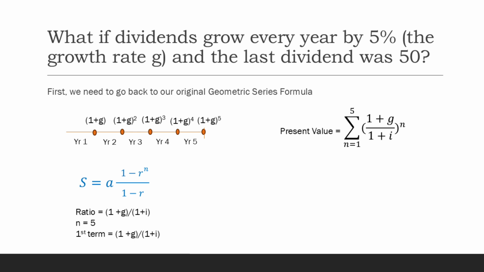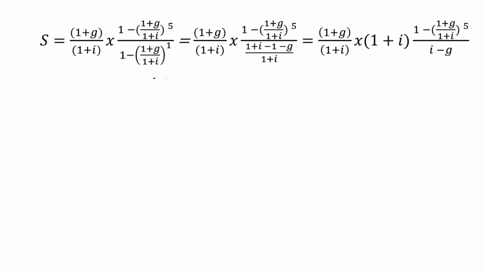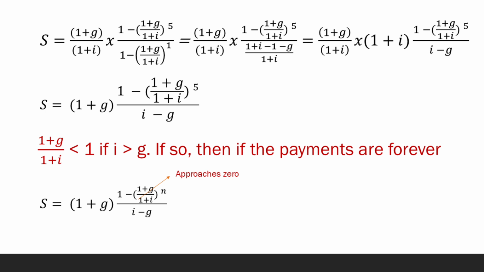Next year, the growth is (1 plus g) squared and the discount factor is (1 plus i) squared. So it's easy to compute using our general formula for S, which will now look like this. I know it looks complicated, but simplifying it is actually pretty straightforward, although it is tedious. We are left with the formula below. Now, what happens if i is greater than g? Then the ratio (1 plus g) all over (1 plus i) will be less than 1. So again, raising that number to ever larger powers, or as we say, as n approaches infinity, the term (1 plus g) all over (1 plus i) will approach 0.